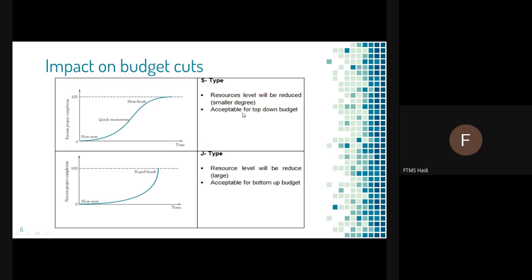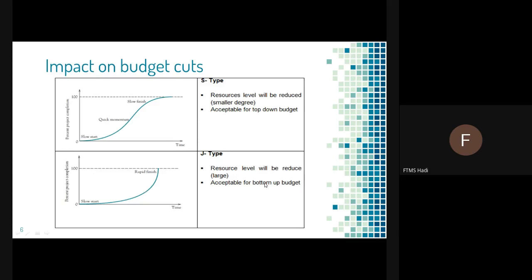It is because during the quick momentum, basically they are doing the major ones. Slow start means that they're doing a little bit of minor and then major. So once they have completed the major, that means the momentum is quick, and then the slow finish is more on another minor task that they need to finish up. But for J type, that means slow start and then rapid finish, because the slow start focuses on minor tasks, and then the rapid finish focuses on major tasks.